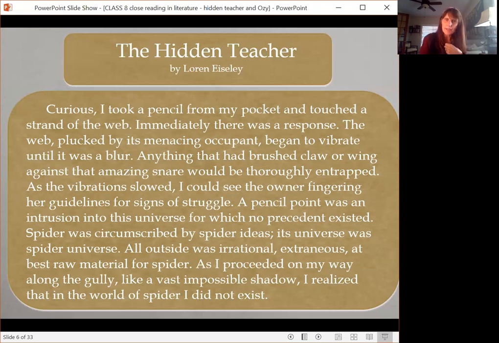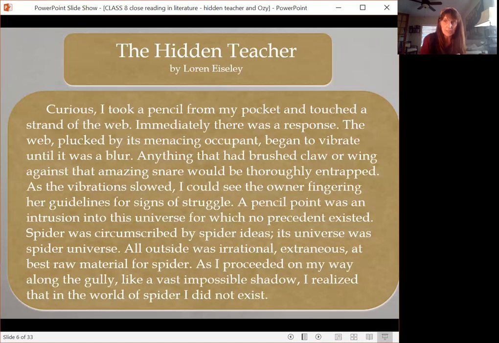Curious, I, again the scientist, takes the pencil from his pocket and touches a strand of the web. Immediately there's a response. The web was plucked by its menacing occupant. Who is the menacing occupant here?